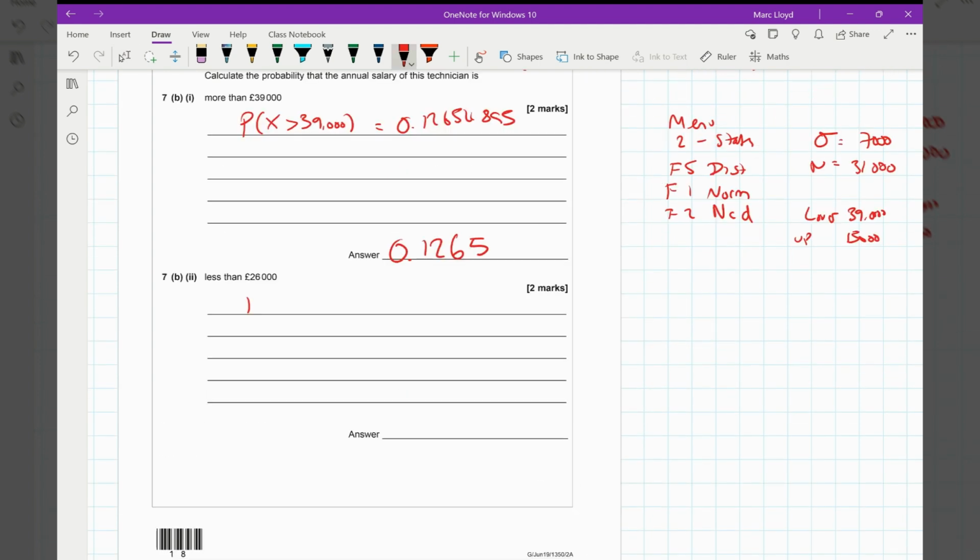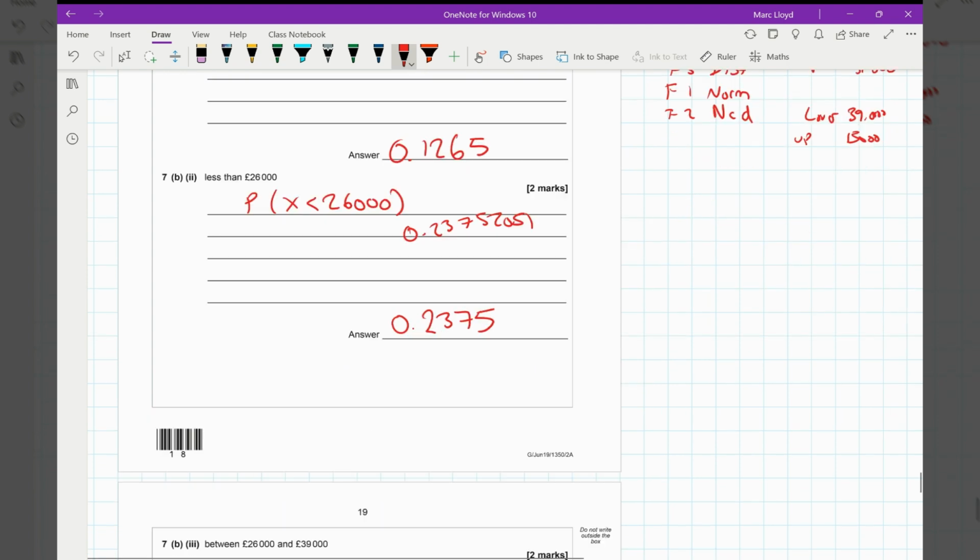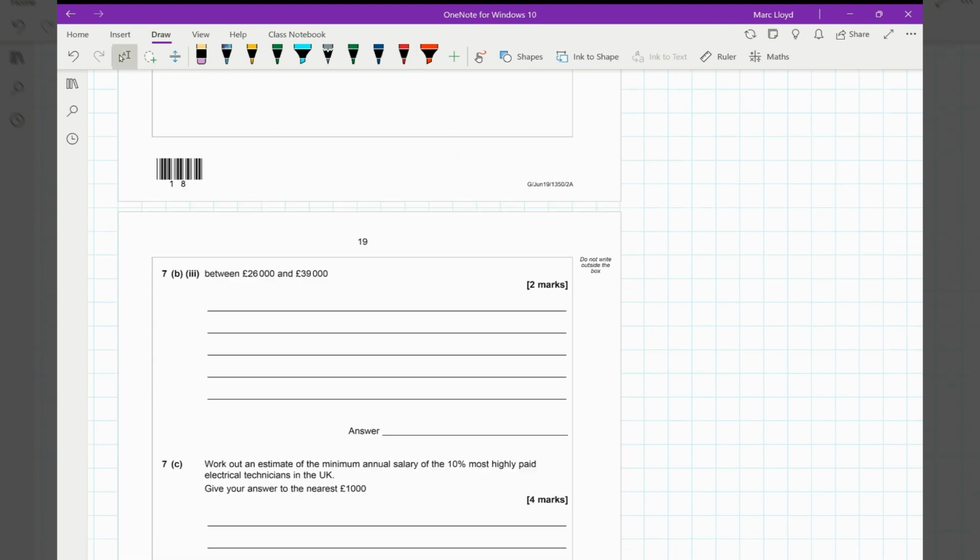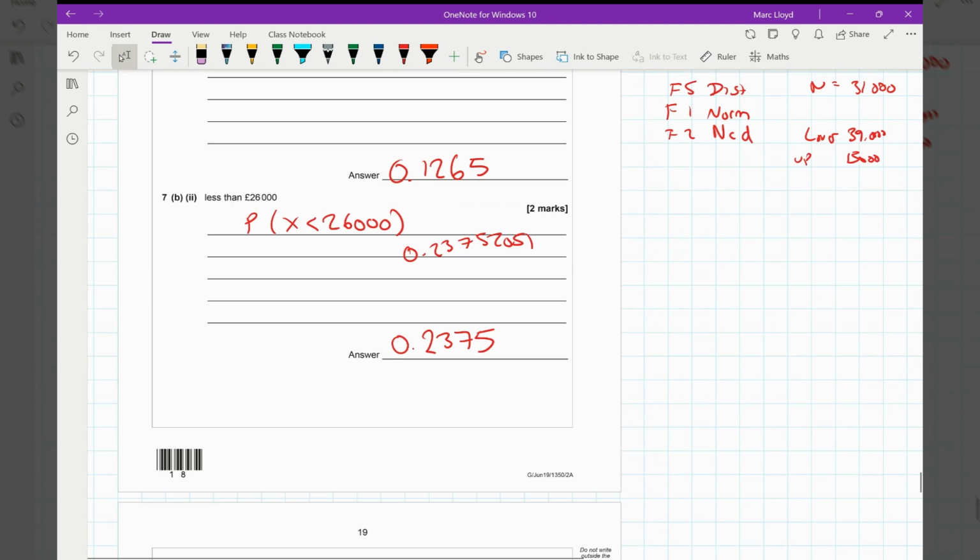Okay, similar method for the next bit. So the probability of X being less than 26,000, we change it so that our upper is 26,000. And then we'll just put our lower to 0. And that gives us 0.23752051, so 0.2375, like so.